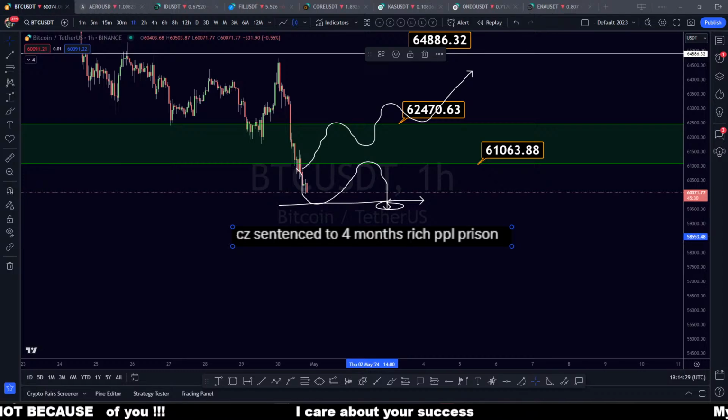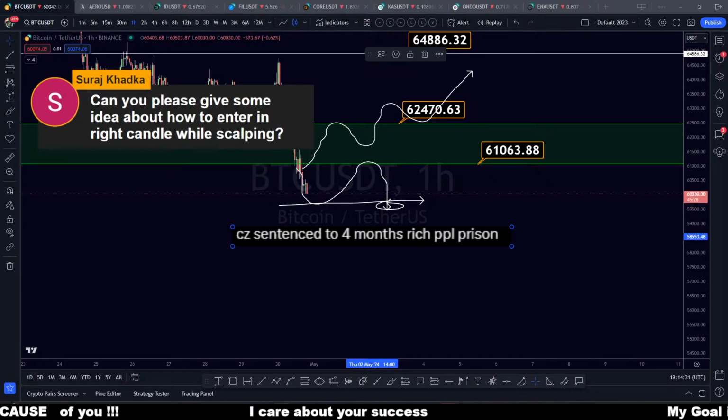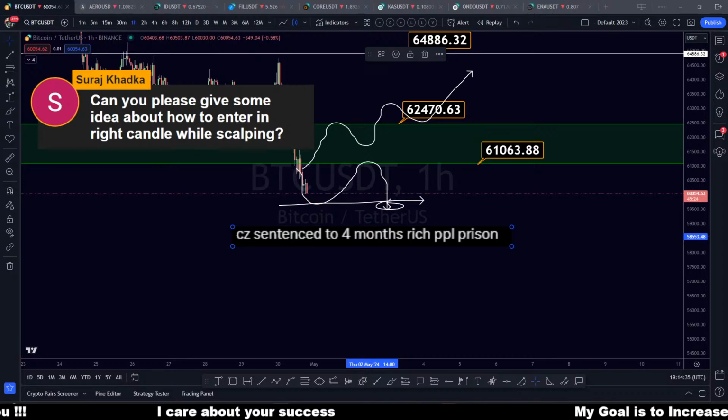Let's see here. Can you please give some idea about how to enter in the right candle while scalping? Oh, okay.